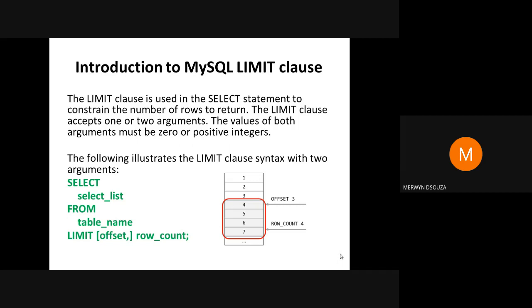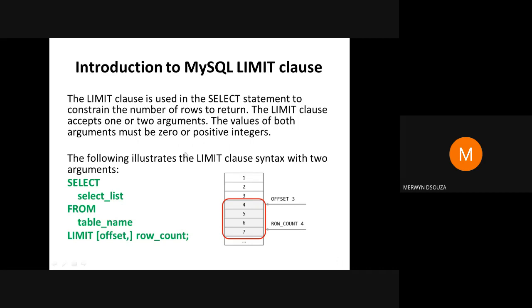Select list, which is a list of columns, from table name, which is the name of the database table. Limit offset, comma, row count. In this syntax, the offset specifies the offset of the first row to return. The offset of the first row is 0, not 1. The row count specifies the maximum number of rows to return.